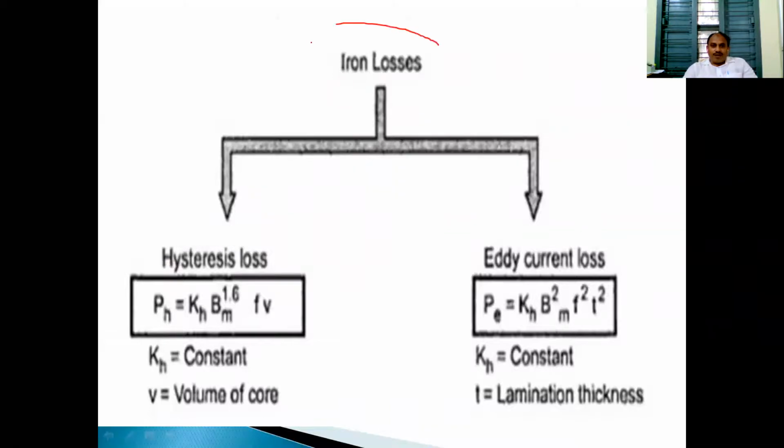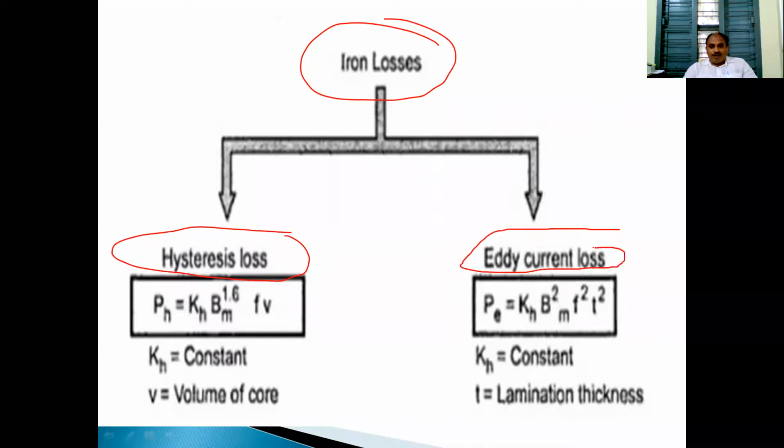So iron losses are classified into two types. We know they are hysteresis losses and eddy current losses. To reduce the eddy current losses, the core is laminated. To reduce the hysteresis losses, we use good magnetic material.